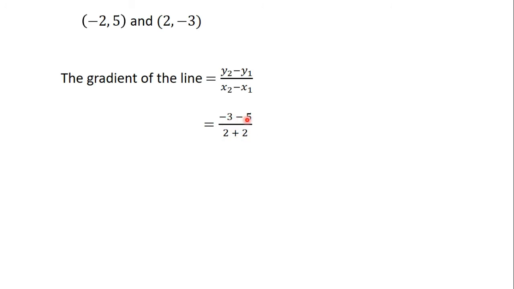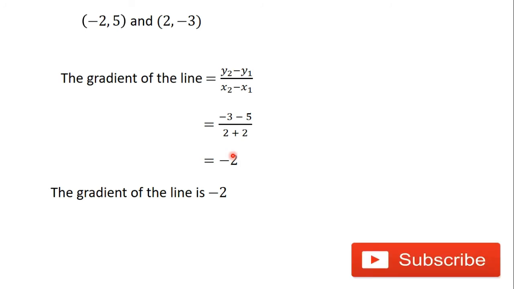Minus 3 minus 5 is minus 8. 2 plus 2 is 4. So you have minus 8 divided by 4, which is minus 2. So from the graph, the gradient of the line is minus 2. So you can see that we are having the same gradient as we had when we used the equation of the straight line.